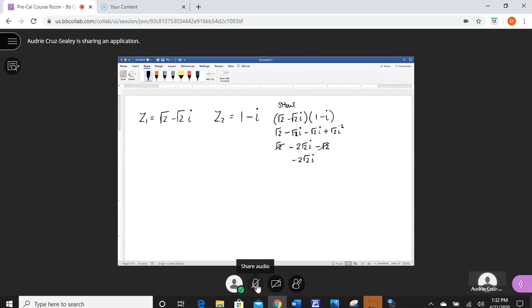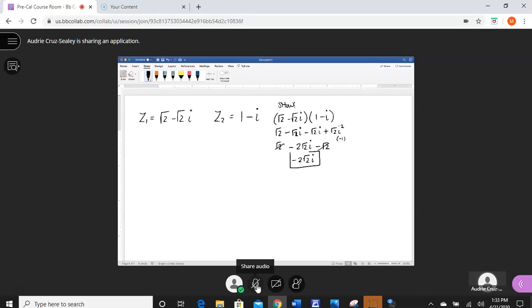Does everybody agree? I'm going to look over my work. I FOILed it, so it'll be the square root of 2, negative square root of 2i, negative square root of 2i, yep. And then positive square root of 2i squared, so yep. Remember i squared is negative 1. So that's how I got that negative square root of 2. Those canceled. Is everybody okay with this? Any questions? Okay, so this is how you could just multiply them. I multiplied them, and here's the answer.